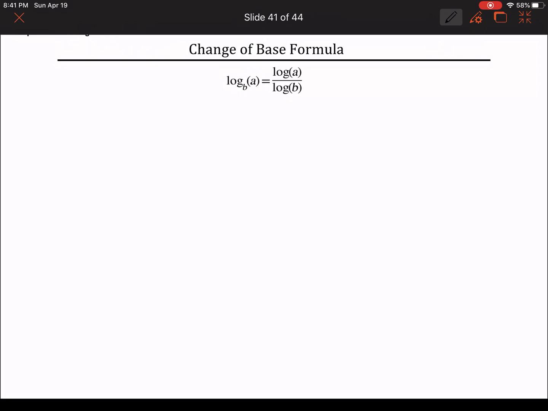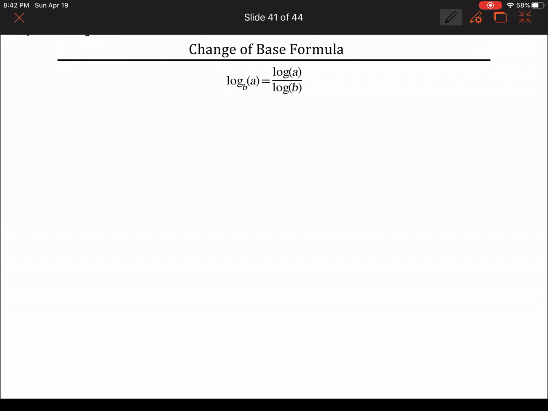Meaning that, like earlier, whenever we had log base 5 of 25 equals 2, our answer was 2 and it was a whole number. Or sometimes our answer is 1/2. But there's cases when our answers are not whole numbers. They're not fractions. They're decimals that don't repeat, right? And they never end. And so change of base helps us determine those answers.